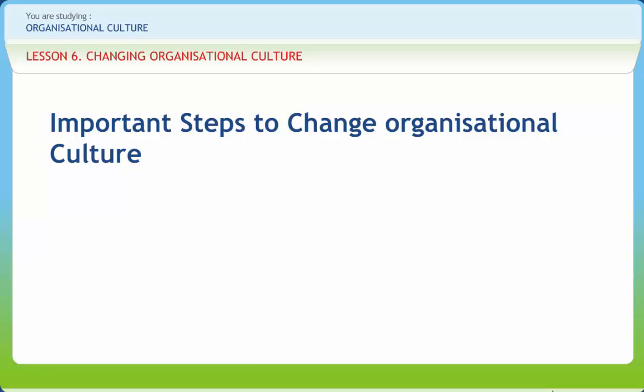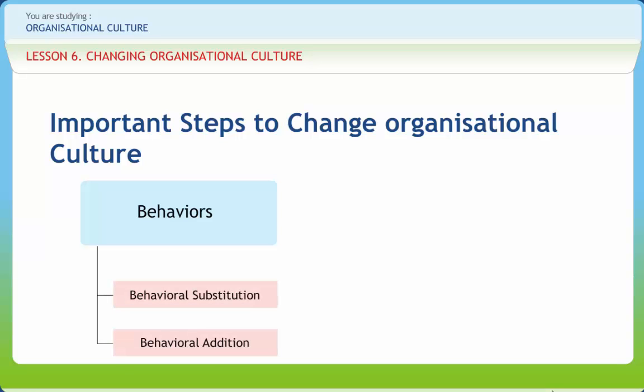Managers face a lot of problems while implementing changes in organizational culture. Organizational culture can be changed either by changing the behavior of the employees or changing the visible artifacts. Behavior can be changed in two ways: behavior addition and behavior substitution. When managers make other employees execute new behavior that is central to new culture in addition to existing behaviors, it is called behavior addition. When the managers make other employees execute new behavior in place of old behaviors that were central to old culture, it is called behavior substitution.